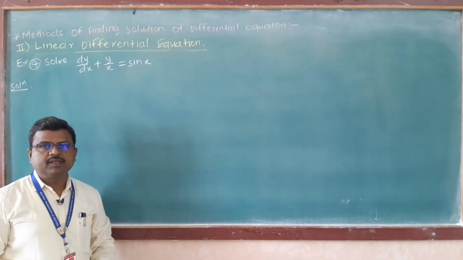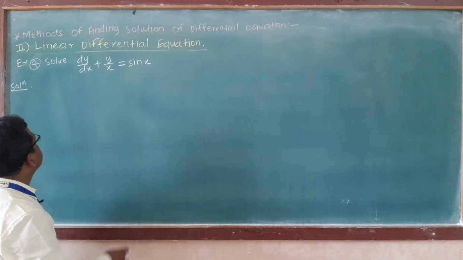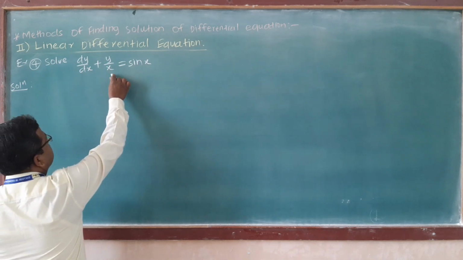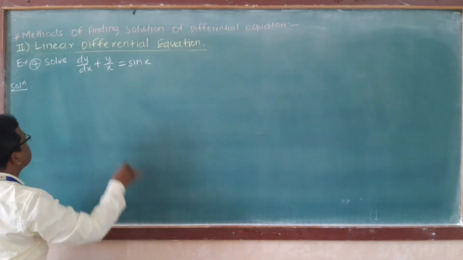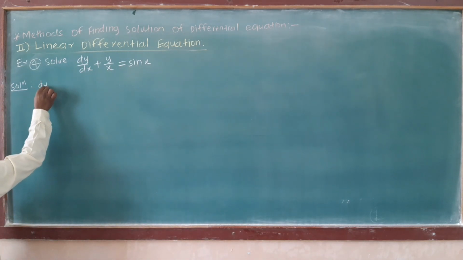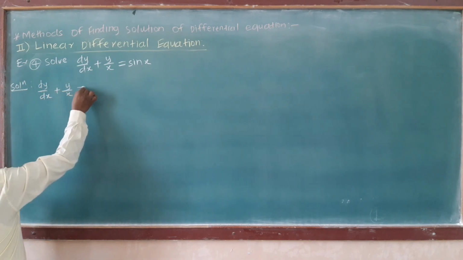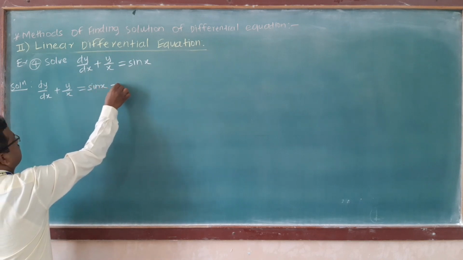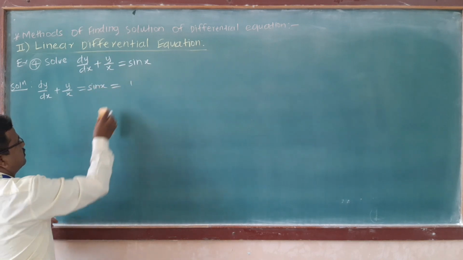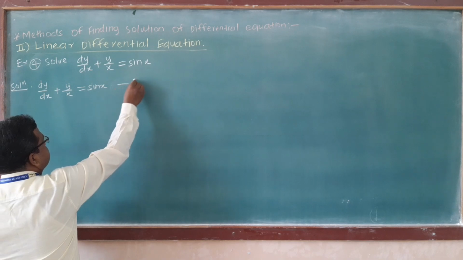See this next example number 4. dy by dx plus y upon x is equal to sin x. Let us call this equation number 1.